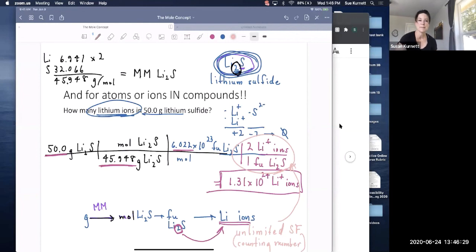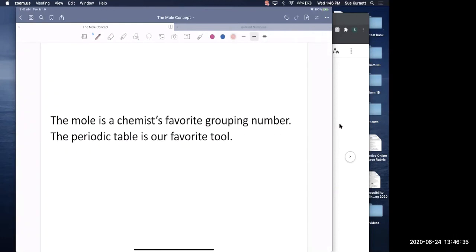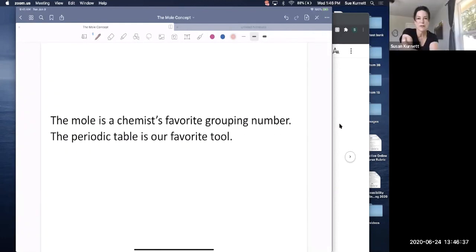Questions? Okay. So the mole is a chemist's favorite grouping number. You need to memorize it. And then the periodic table is our favorite tool. And one of the really important things it helps us with is giving us molar masses. So that's all I have for today.